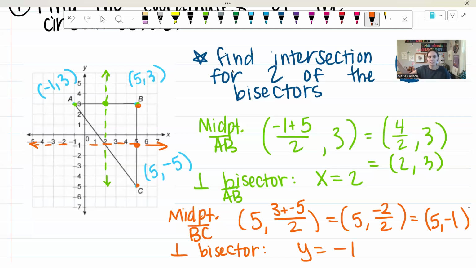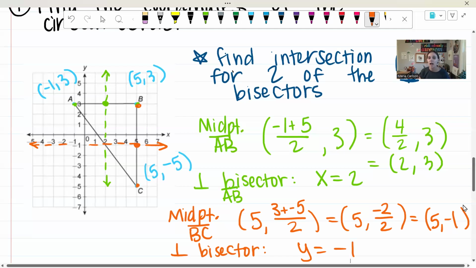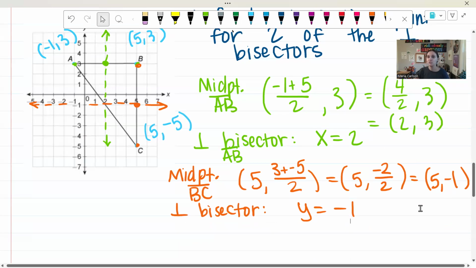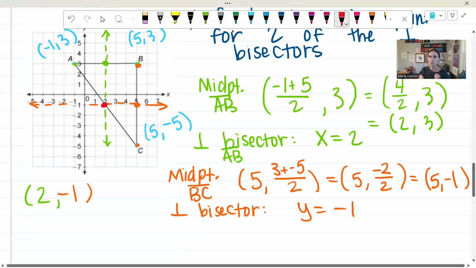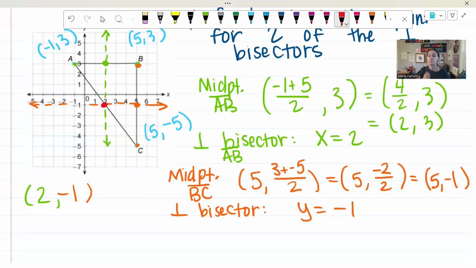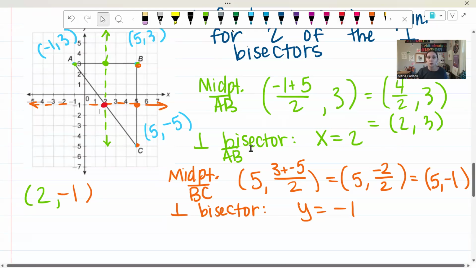Where do these two intersect? I graphed it pretty nicely. I hope you recognize x should be 2 and y should be -1. So it would be at the point 2, -1. So this circumcenter is at 2, -1. And if I construct the perpendicular bisector for that last side, it would be going through the point 2, -1, and it would have an opposite reciprocal slope to the slope of AC. Please let me know what questions you have on this one.